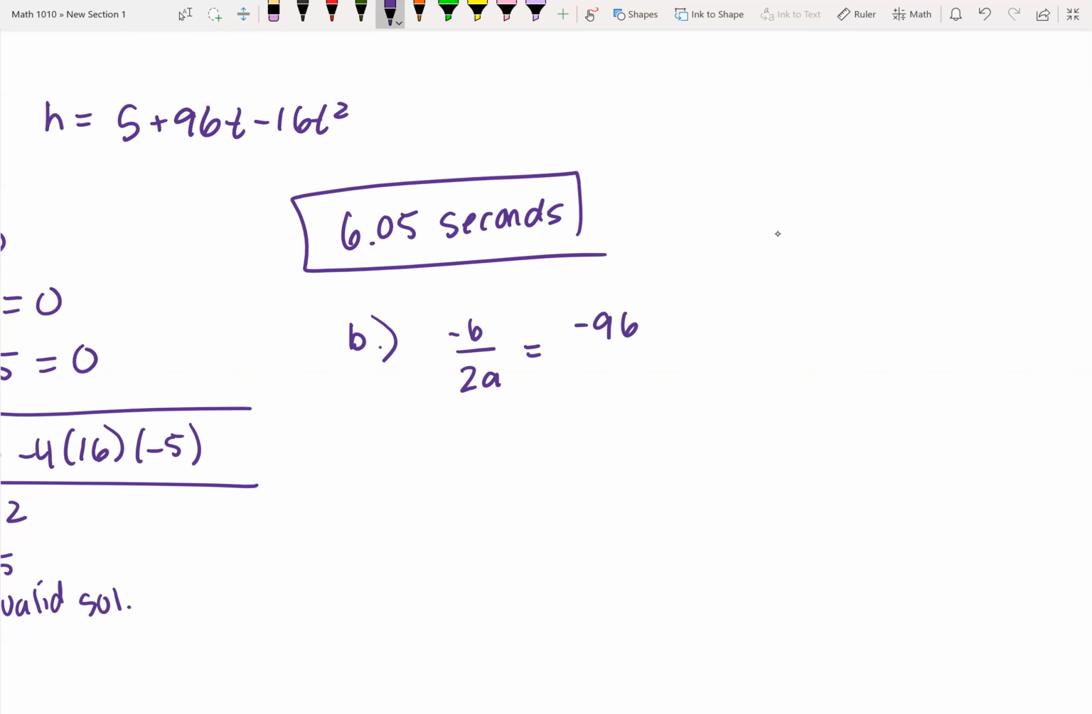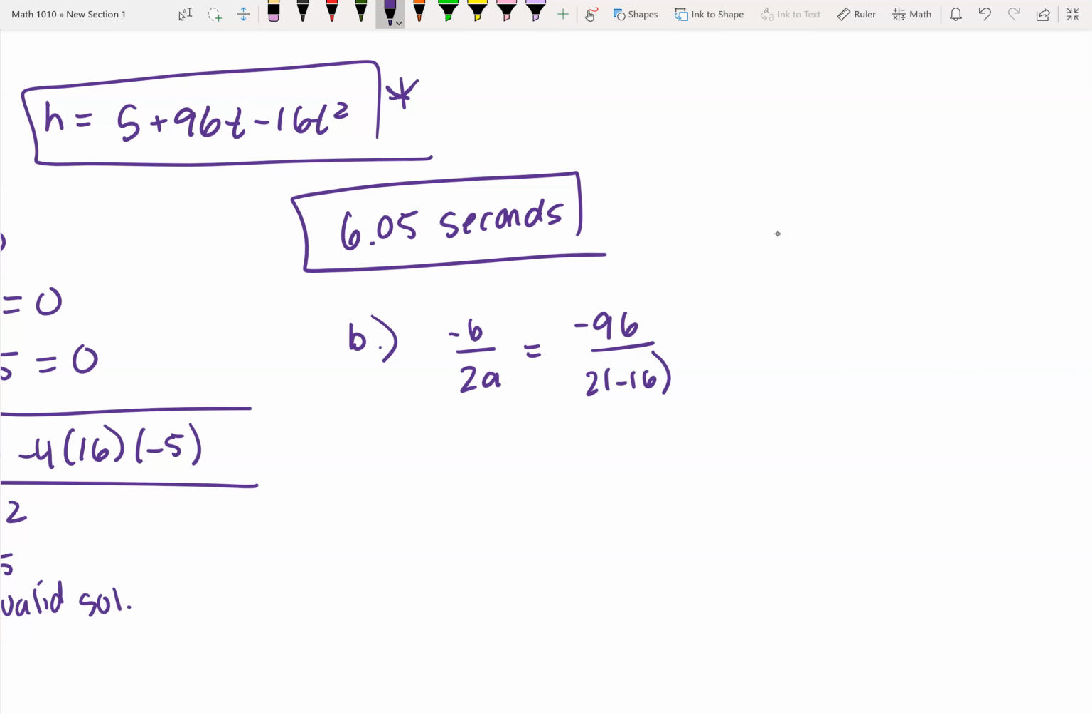So that's negative 96. We can use the equation with the negative, or the equation with the positive. It doesn't matter. So actually, let's just leave that. That's a lie. Just leave that right there. So this is the equation right there that we're going to use for B. Okay, so negative B, that's negative 96 over 2 times A, which is a negative 16. And 2 negatives is a positive. So that's 96 divided by 32, which gives me a 3.